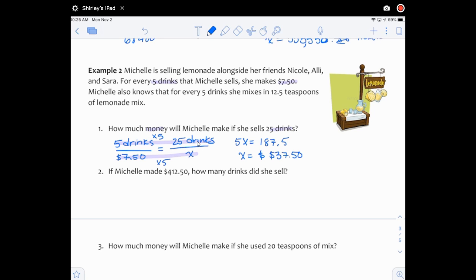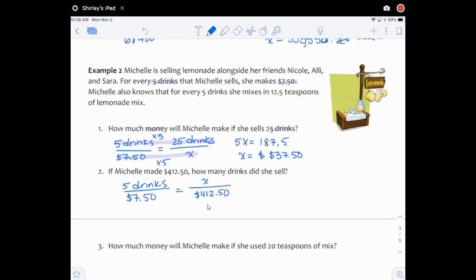Now I have that if Michelle made $412.50, how many drinks did she sell? So I'm still comparing cost to drinks. So I'm going to keep my left side the same. 5 drinks, cost $7.50. I need to figure out 412.50. Key idea is to make sure our labels match. I need to figure out how many drinks that is.